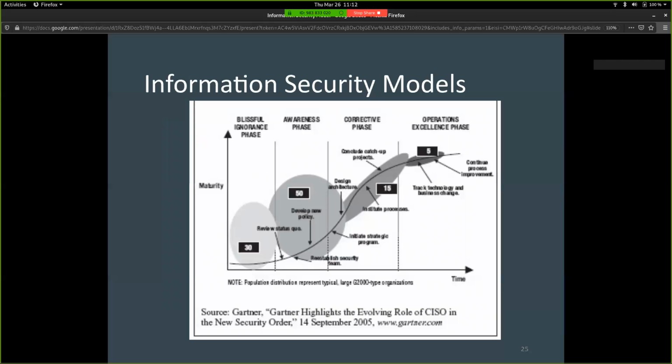This model looks at it more as different phases over time. You're kind of in this blissful ignorance phase, not real mature, you're doing a few things, not a lot. You become very aware of the security issues. You start to develop new policies. You start to be in a corrective phase, where you're able to respond quicker and have incident response plans in place. And then you're more at operational excellence. This is more of a maturity model than necessarily a response model.